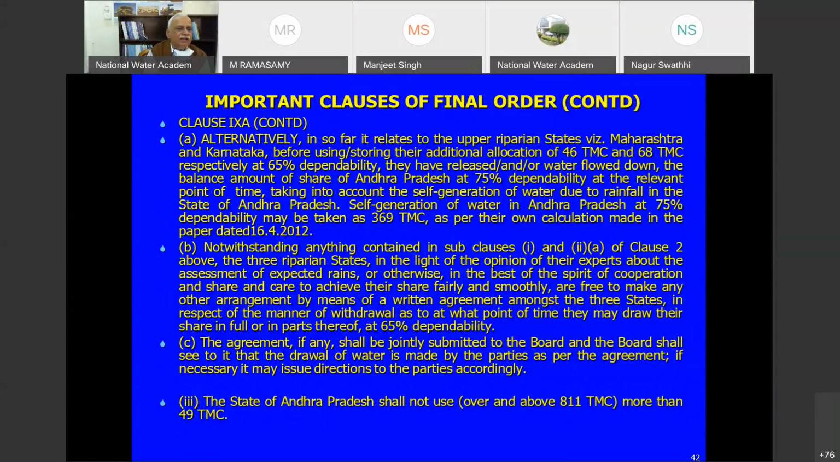A. Alternatively, insofar as it relates to the upper riparian states, that is Maharashtra and Karnataka, before storing their additional allocation of 46 TMC and 68 TMC respectively at 65% dependability, they have to let flow down the balance amount of the share of Andhra Pradesh at 75% dependability at the relevant point of time, taking into account the self-generation of water due to rainfall in the state of Andhra Pradesh. Self-generation of water in Andhra Pradesh at 75% dependability may be taken as 369 TMC as per their own calculations made in the paper dated 16/4/2012.